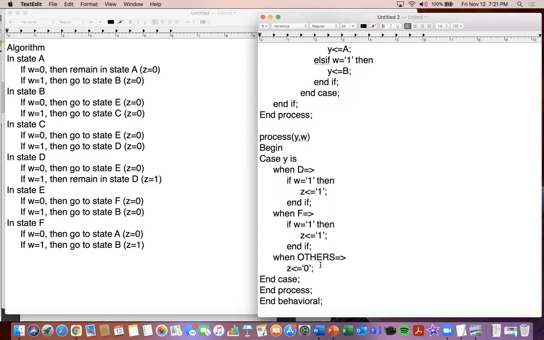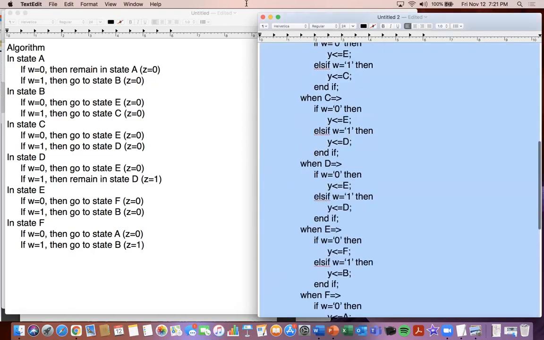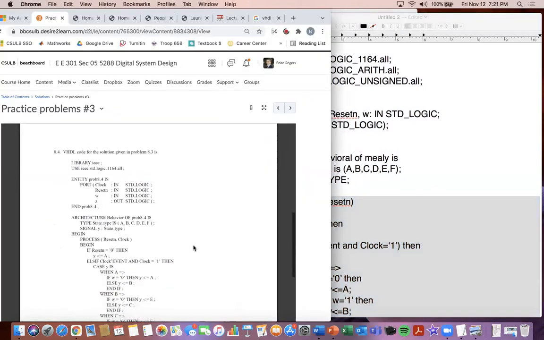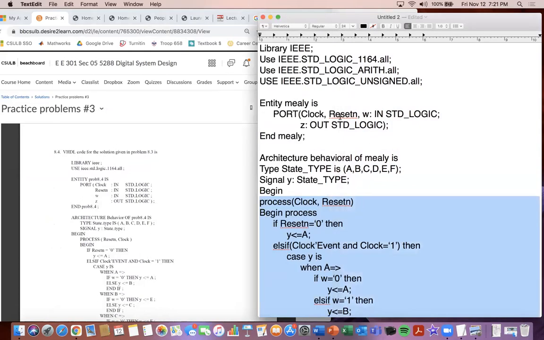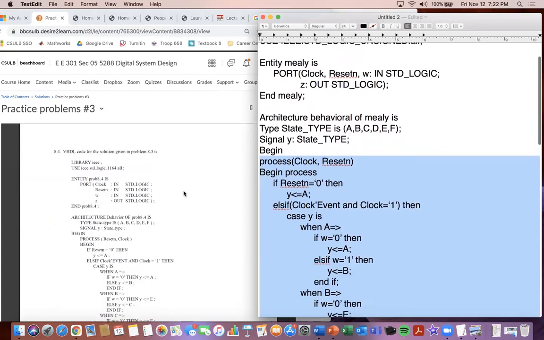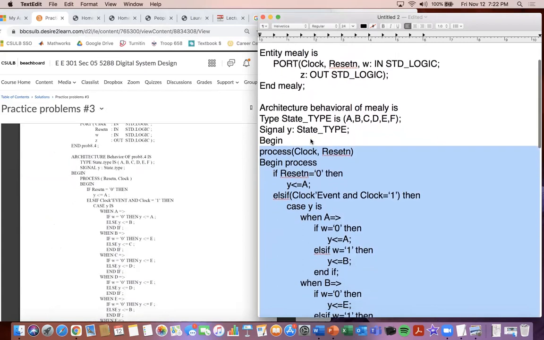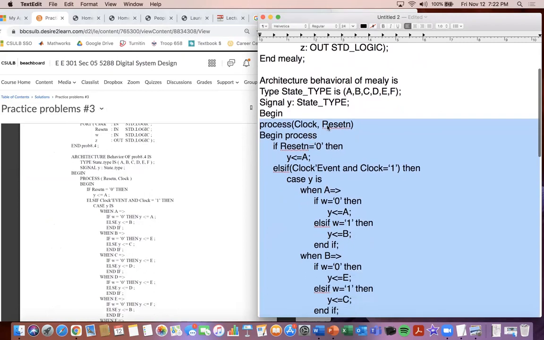So in this process statement here, this is where we assign the output. This one here is where we do all of the state transitions. And so that should be the code for this one. So if we match it up against theirs, we notice they have the clock, they have the reset N, they have the W, they have the Z. The state type is A, B, C, D, E, F. They did the signal Y state type. They began the process clock reset N.